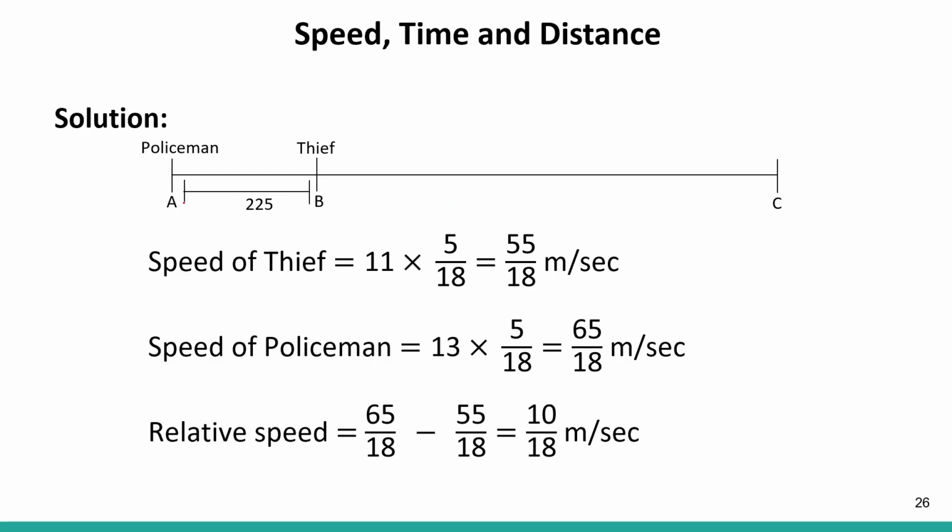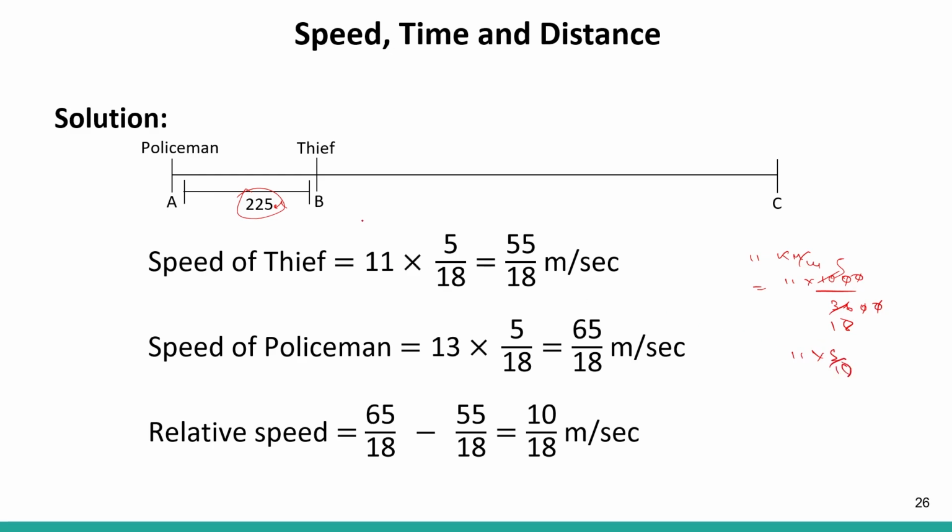So the policeman is here and the thief is here and they are 225 meters away and they meet at point C. Speed of thief is equal to what? By converting into meter per second, because this amount is given in meters. So 11 kilometer per hour, right? So 11 into 1000 by 3600. So cancelling the zeros, what will be left is 5 and this is 18. So this will be 11 into 5 by 18.